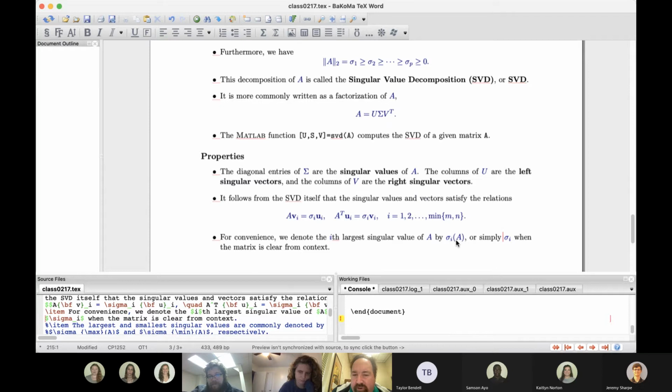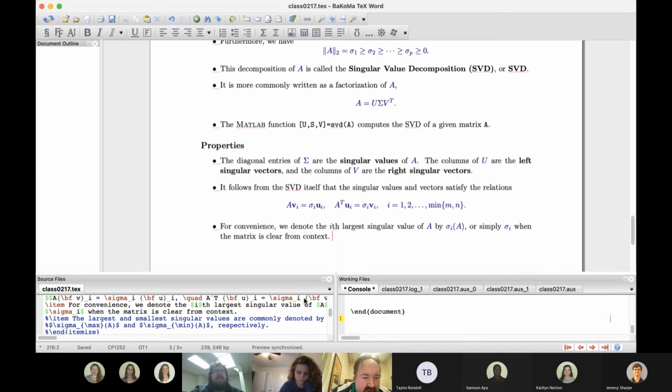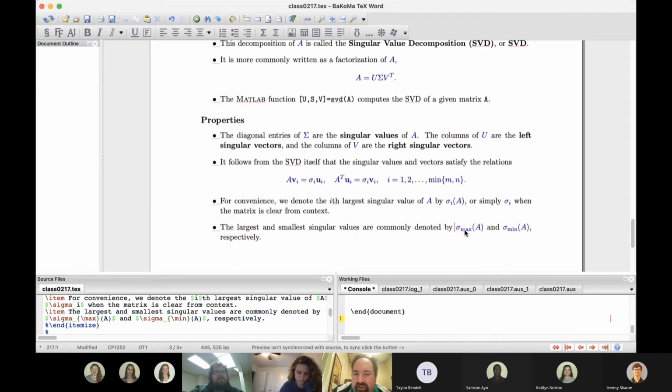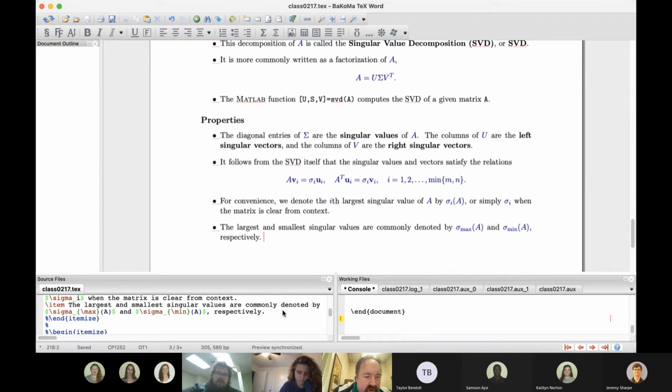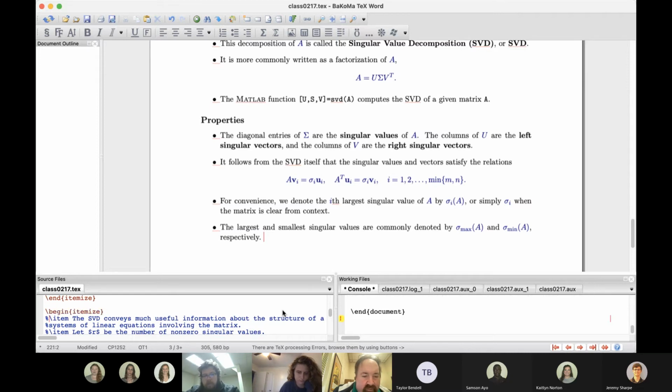This notation is meant to refer to singular values in order. So sigma 1 is the largest, sigma 2 is the second largest, and so forth. And if it's not clear what matrix we're talking about, then we put A in parentheses after it. But if we're only talking about one matrix, then we just use sigma i. And this notation is used to refer to the largest and smallest singular values because those are quite useful, as we'll see. Okay.